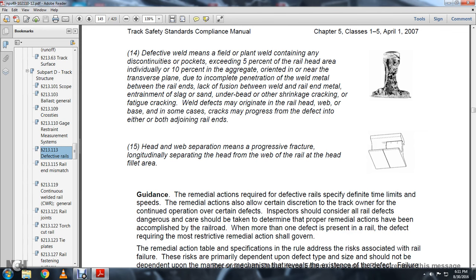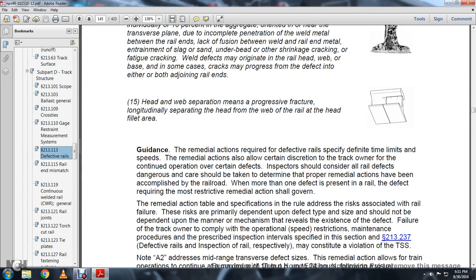15. Head and web separation means a progressive fracture longitudinally separating the head from the web of the rail at the head fillet area.